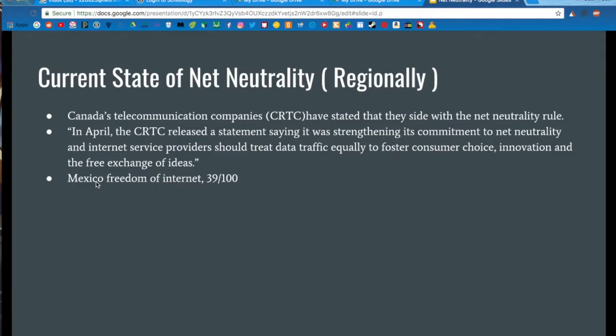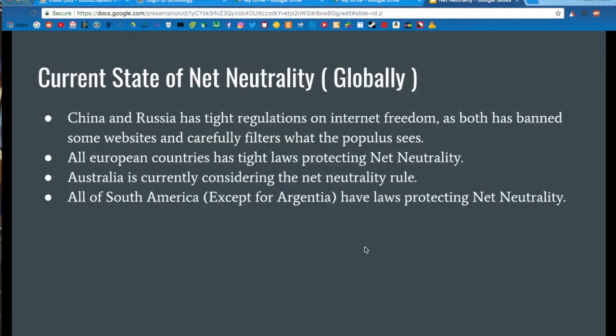Mexico had a freedom of internet score of 39 out of 100. So the current state of net neutrality globally. China and Russia have tight regulations on internet freedom, as both have banned some websites and carefully filter what the people see. For example, China has banned Google and other websites, mainly American. All European countries have tight laws protecting net neutrality. And currently, Australia, down in Oceania, is considering the net neutrality rule, but there is a high likelihood that it will be passed. And all of South America, except for Argentina, sadly, have laws protecting net neutrality.